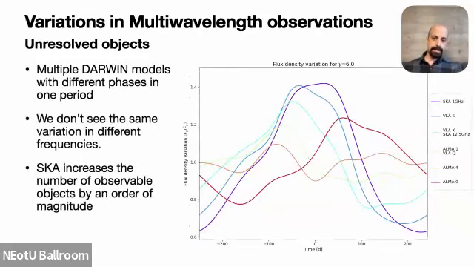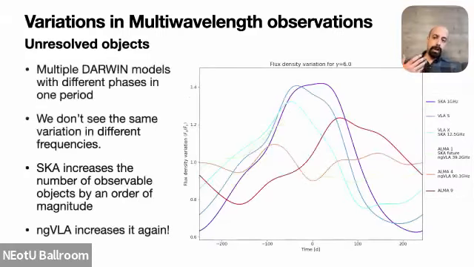Here, the SKA data is added, and we see that we have extra data at lower frequencies, and it increases the number of observable objects by one order of magnitude. And when ngVLA comes into the picture, it increases the number of available objects by one order of magnitude again.